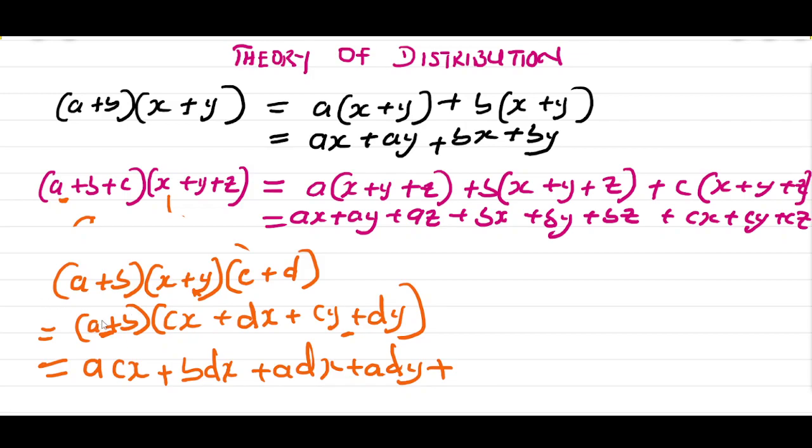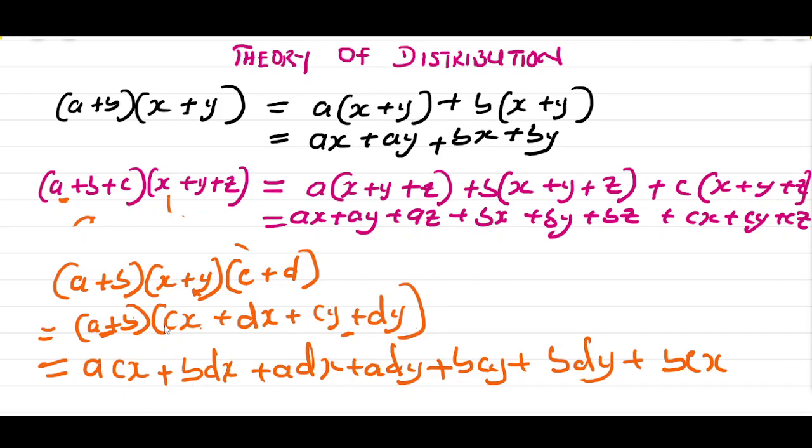So then here B can combine with cy, and then B can combine with dy. I think B has combined with Cx. So B can combine with Cx. So B has combined with Cx, dx, and then cy and dy.